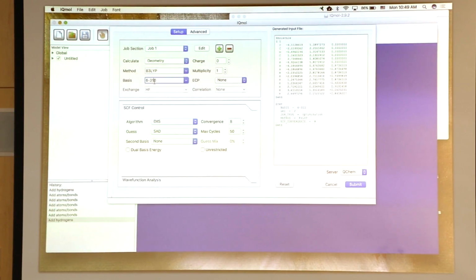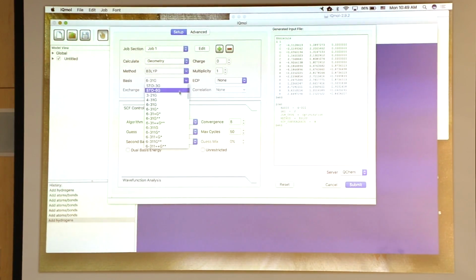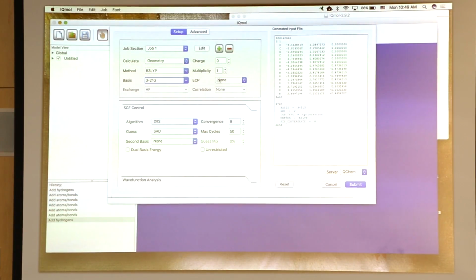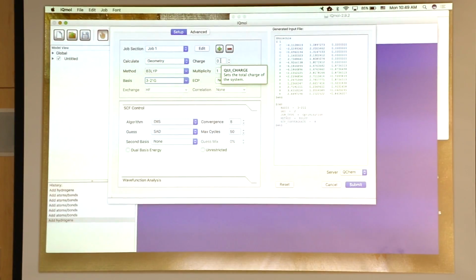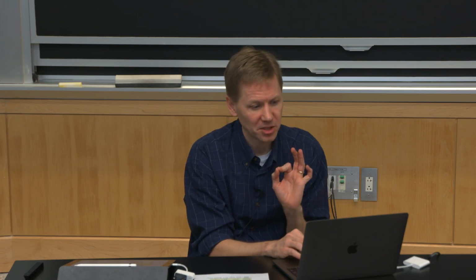And then I get to choose a basis. Because this is on my laptop and we're in class, I'm going to choose a small basis. So I'm going to leave it at 3-21G, which is a small basis. And then I can also specify the charge, which is the total charge of the molecule, and the spin multiplicity. I want it to be a neutral molecule, spin multiplicity one, which is spin zero, because 2S plus one is the spin multiplicity.